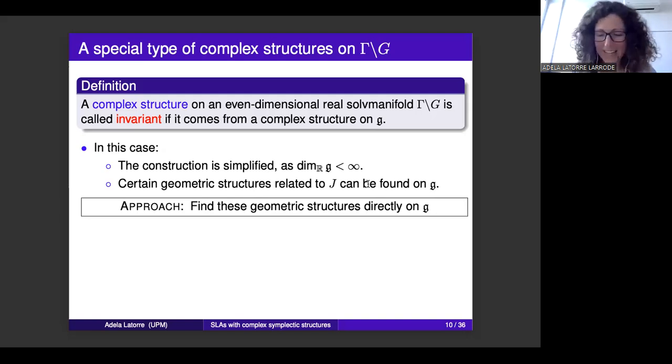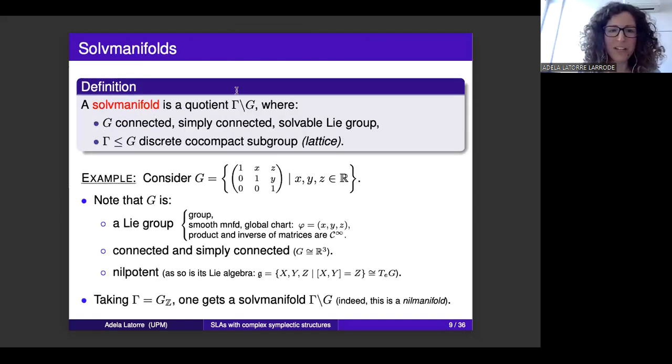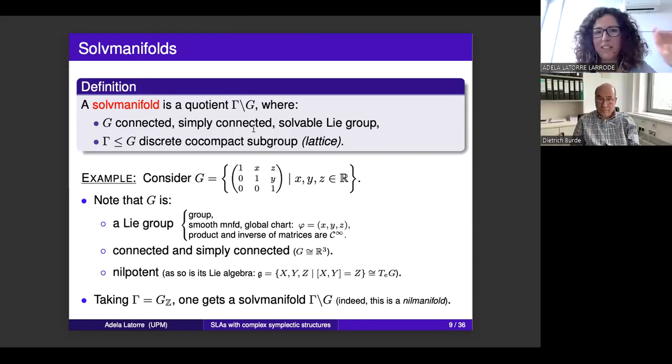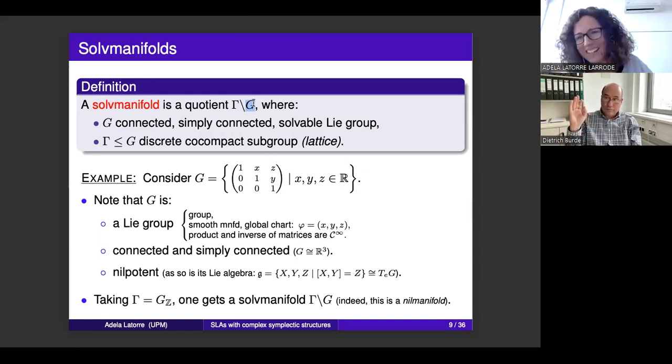Essentially, it's just to make the quotient compact. Actually, you can define just the structure on the Lie group. If you don't care about compactness, you can just do that on the Lie algebra and then go to the Lie group, and that's all. But sometimes in geometry, people like compact things, so that's why we need the lattice.